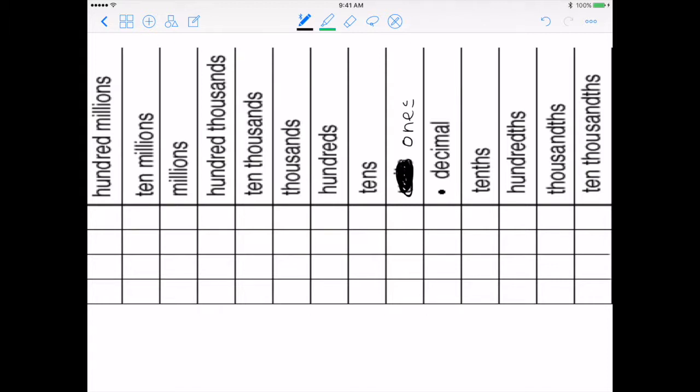Another significant role place value plays in math is when we compare numbers. I'm going to write the following numbers at the bottom of the screen. We have 492, 429, 92, and 42.